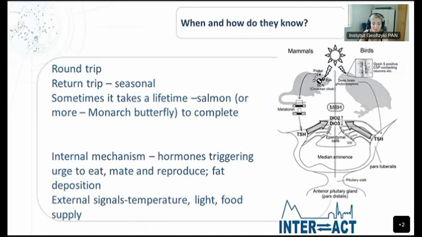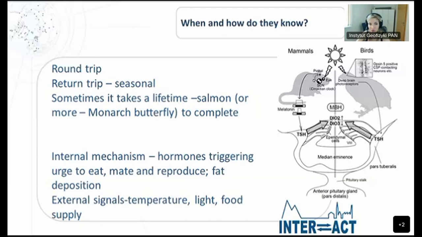So I mentioned the discussion about what is in animals' DNA, what they inherit from their parents, and what is a learned behavior, observed. And the first question is, how do they know when to go? Because where to go is another thing, but when to go?